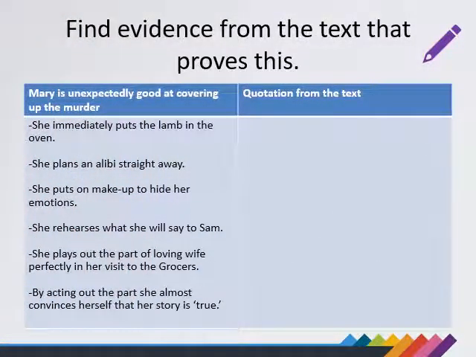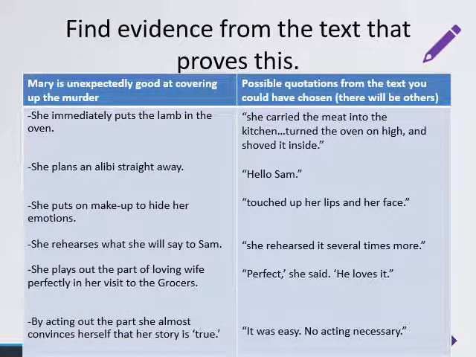We're now going to do some work to find evidence from the text that proves that Mary is unexpectedly good at covering up the murder. Take some time now to pause this presentation and write this table out in your jotter to gather some evidence. Here are some possible quotations that you might have looked at, although there will be others that you can use as well.